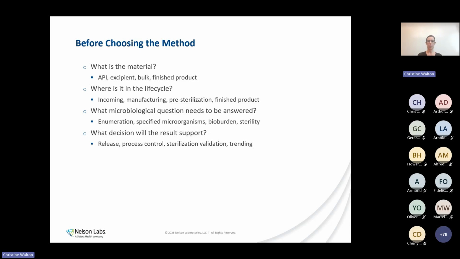Am I going to use this enumeration to release? Am I using it to show that my process is in control? Or is it that bioburden result that's helping support a sterilization validation question? Are we using this for trending, which can actually be applied across the board back into sterilization, back into control? Make sure that not just the question is being answered, but that we're appropriately assigning the right decisions to whichever result comes out of those.